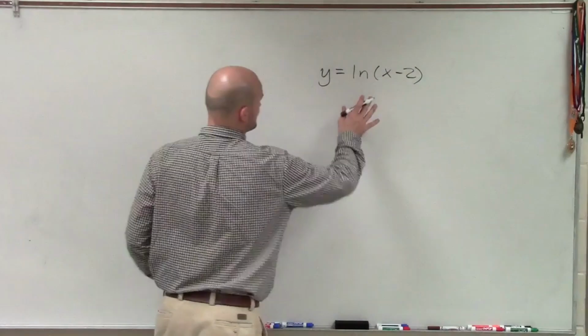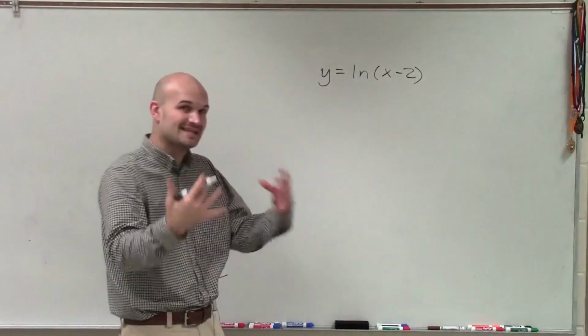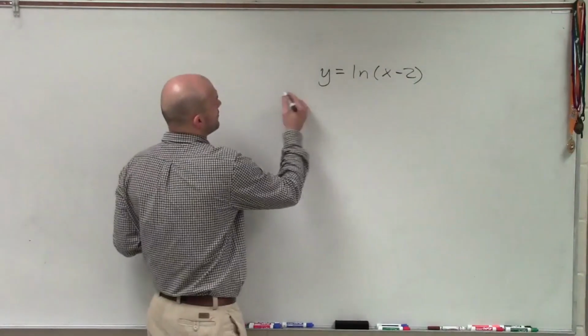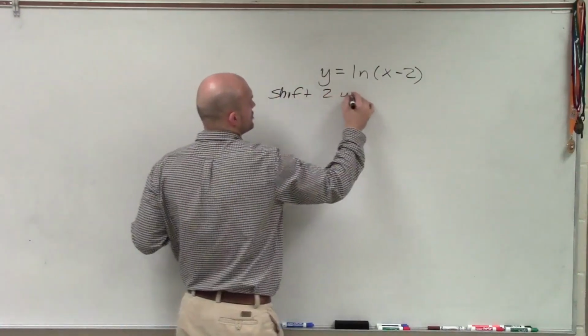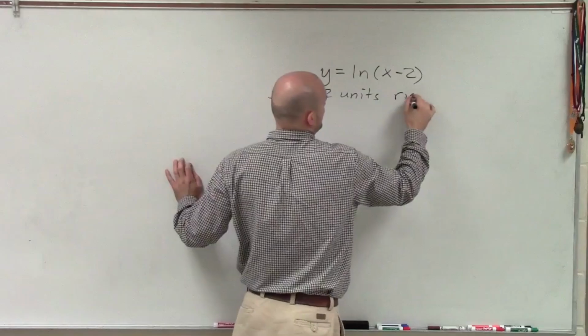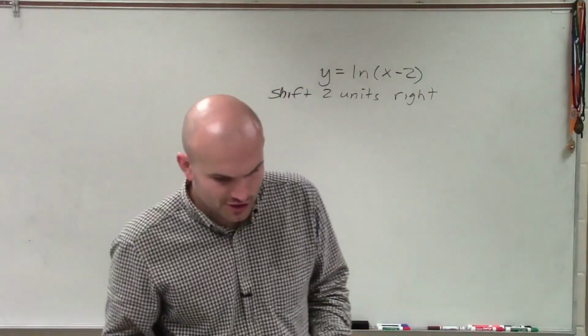So the first thing I like to do is first determine exactly what our transformation is. And since we're subtracting the 2 inside of our function, we're going to shift the graph 2 units to the right. All right. So we're going to shift it 2 units to the right.